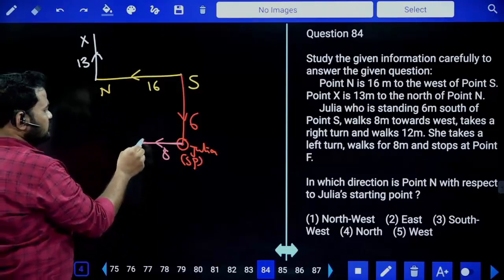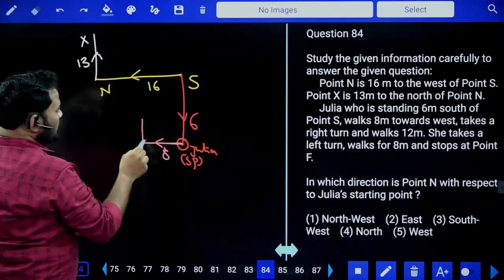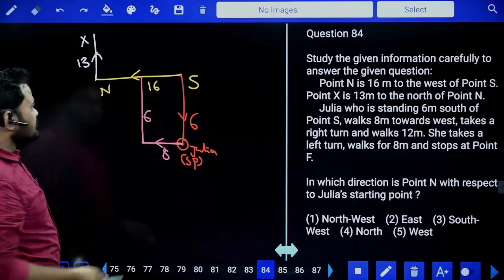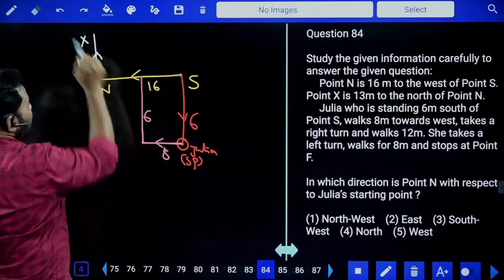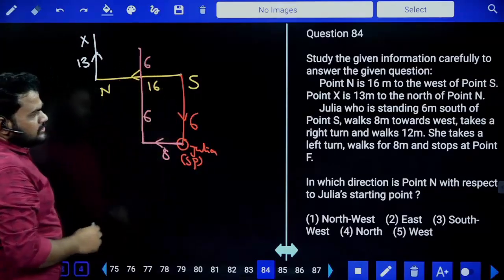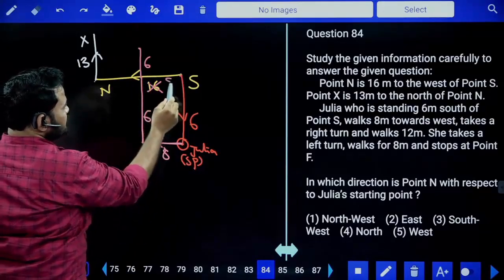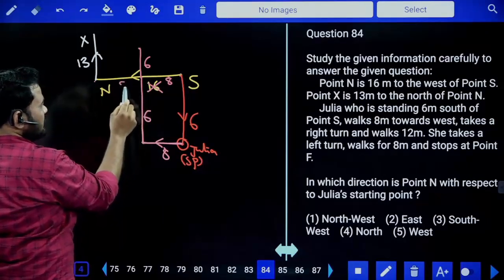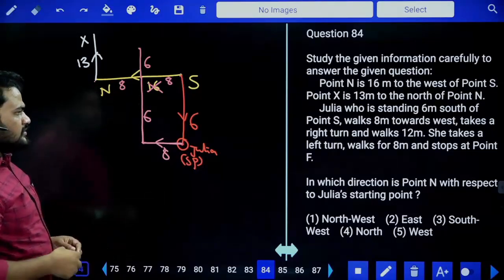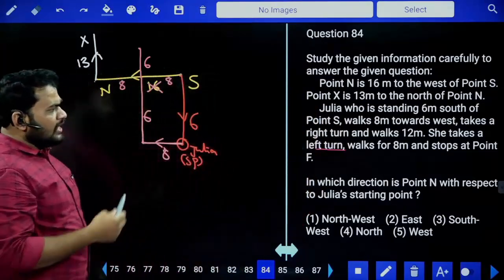Right turn, it is only a right turn, 12 meters. As it is 6 meters, we need to make it 12 meters, so 6 plus 6 is required. It was already 13, but we need to make just 6 only. We need to stop here. So 12 meters. It was earlier 16 meters. Out of 16, 8 is completed. Remaining will be 16 minus 8, that is 8. So 12 meters right, then she takes a left turn, walks for 8 meters and stops at F.